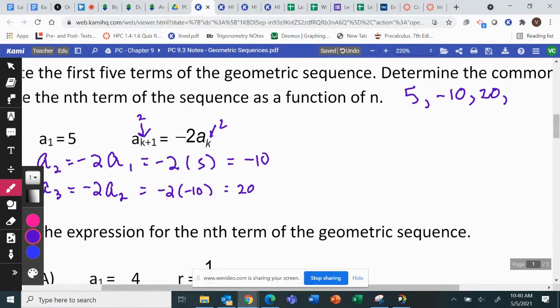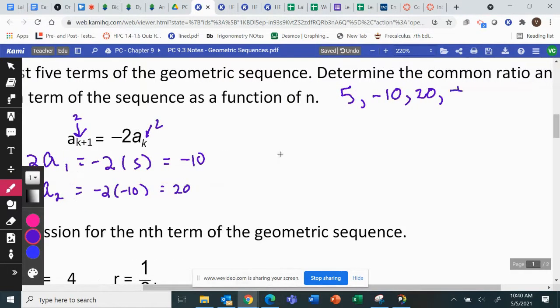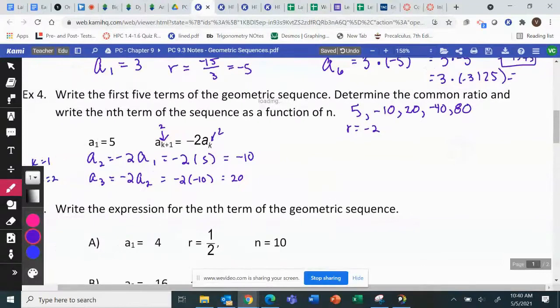Kira, can you tell me what the next term would be? Negative 40. Did you go through all the work I did, or did you figure it out? Yeah. So what are we doing each time? Our r value, I'll go ahead and write that down. She said r is negative 2, and so we're just multiplying by negative 2 each time. So Chris, what would be our fifth? 80. Okay. So now we have our first term.